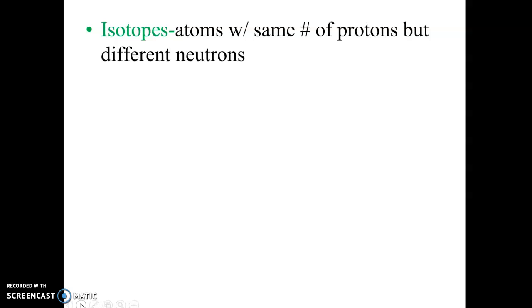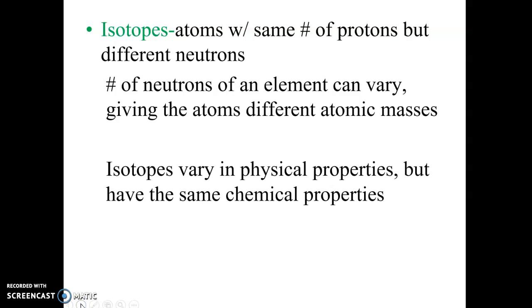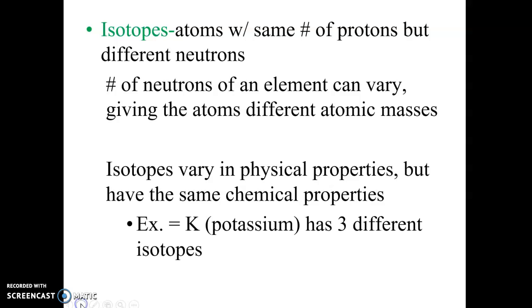What that means is those atoms would have a different mass. So the number of neutrons of an element can vary, and that would give these atoms different atomic masses. This causes isotopes to vary in their physical properties, obviously their mass, but also it can have an effect on their chemical properties. Potassium, for example, has 3 different isotopes.